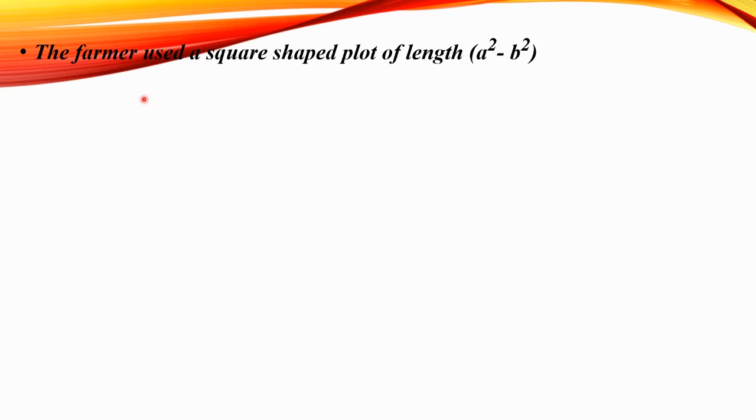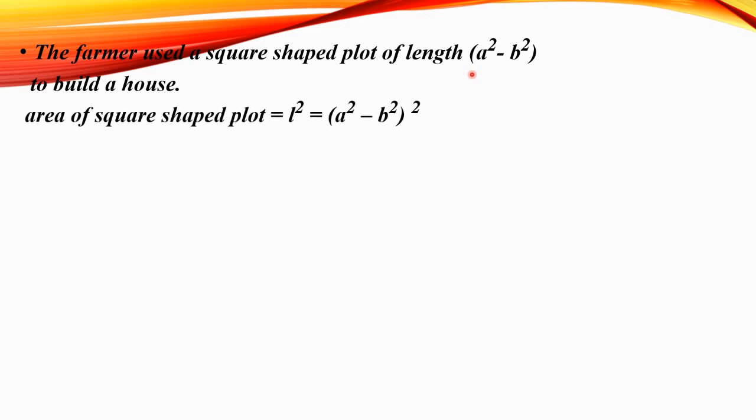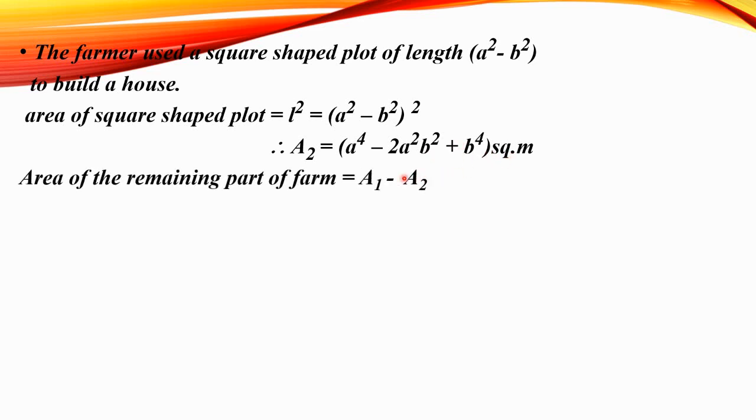Now we will find the area of the plot used for making the house, with length a square minus b square. It is a square-shaped plot, therefore area is equal to L square, and that is equal to a square minus b square the whole square. So A2 is equal to a raised to power 4 minus 2a square b square plus b raised to power 4 square meter. Now the area of the remaining part of the farm is equal to A1 minus A2.